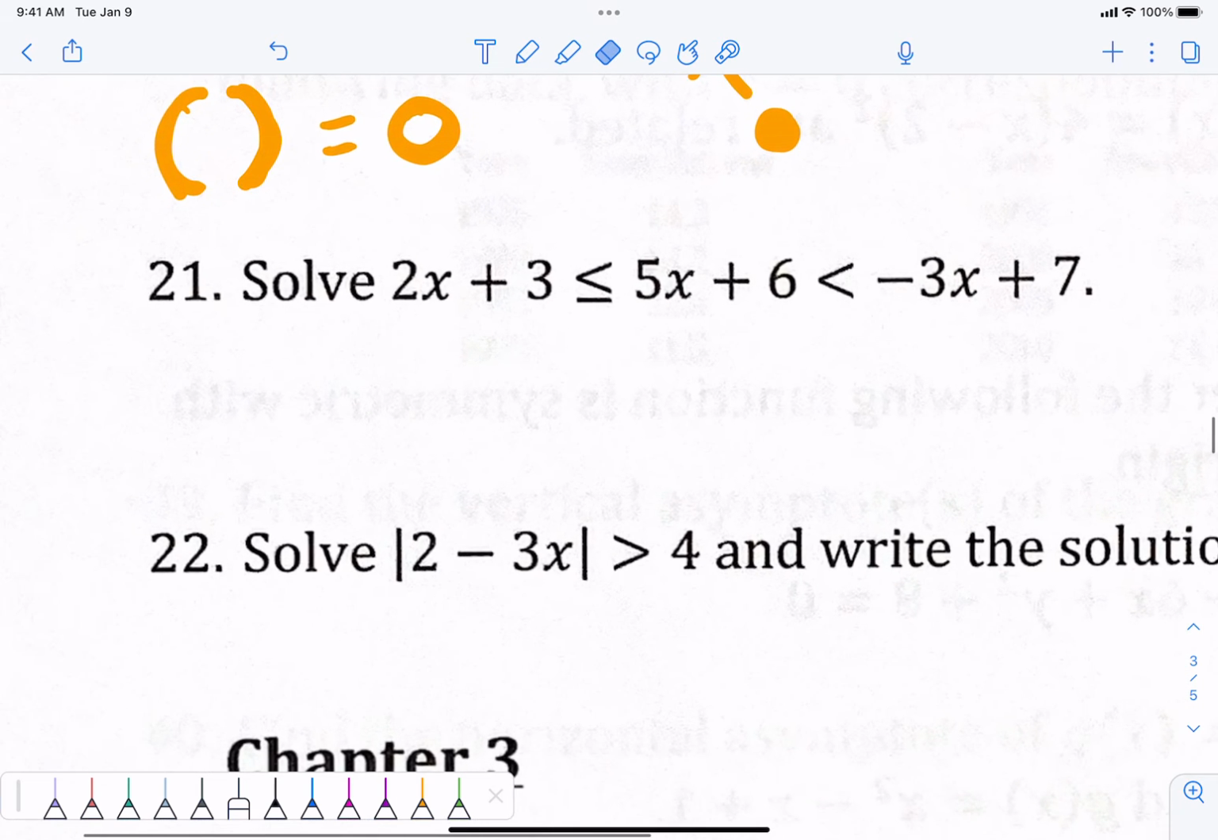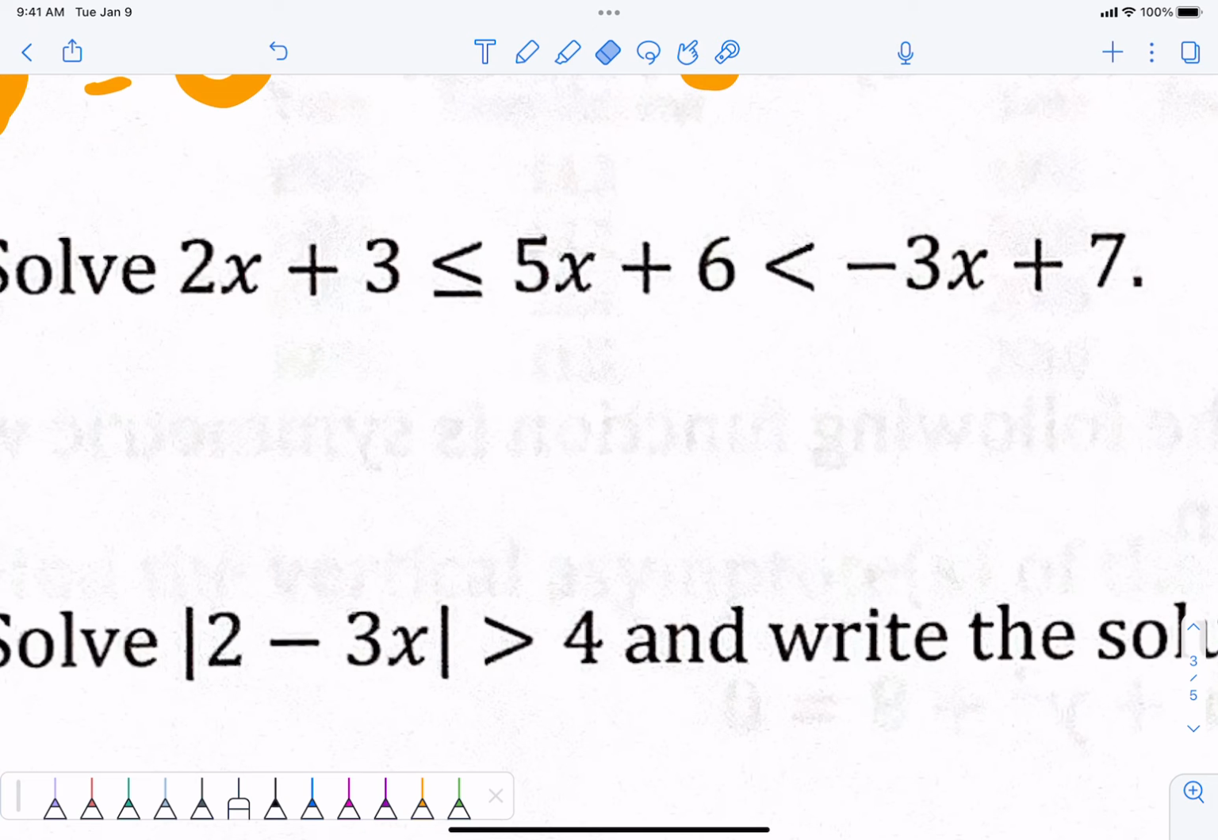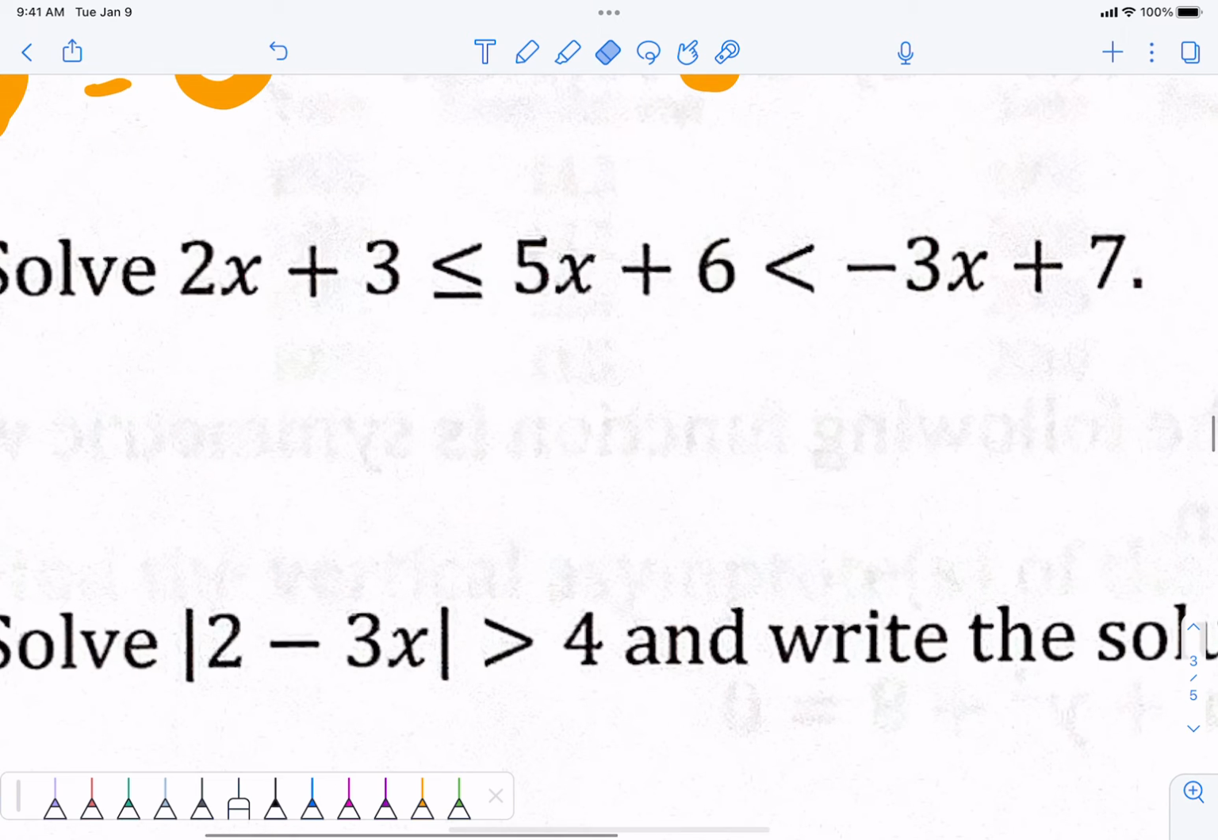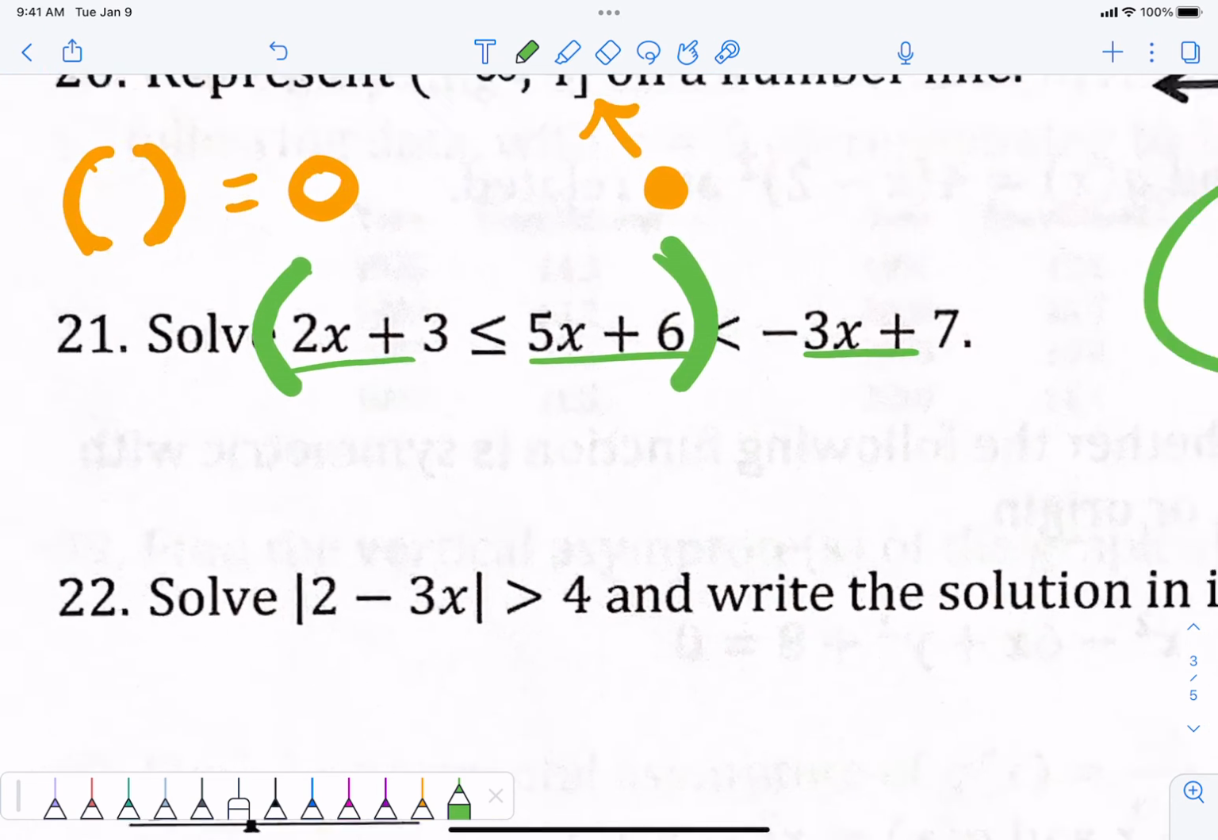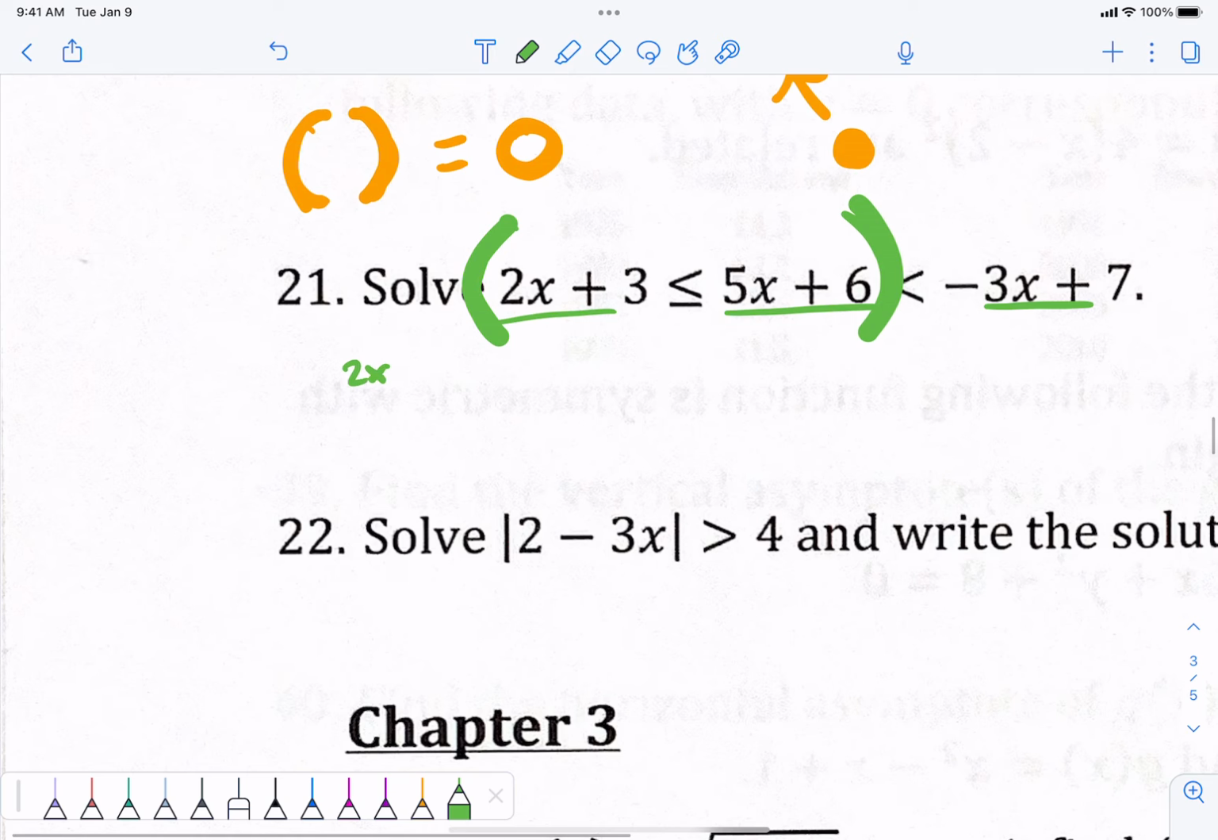Okay, all right, moving on to this one. Let's solve. How do you do this one? We've got like 3 pieces, this piece, this piece, this piece. You do 2 cases. So 2x plus 3 is less than or greater than 5. We're going to do this part, and then we're going to solve that, and then we're going to do this chunk.